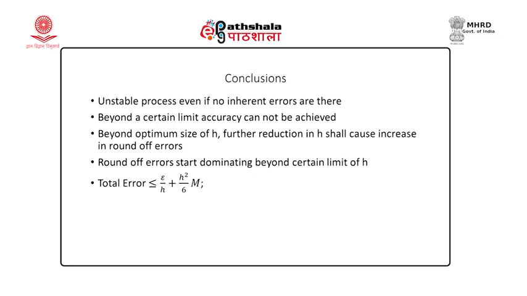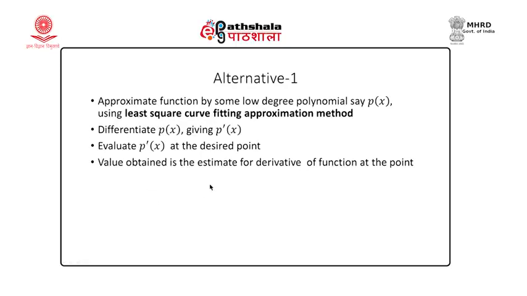And so, in the case of numerical differentiation, we have to be very careful, because the process becomes unstable even if no inherent errors are there in the data, because beyond a certain limit we cannot achieve the accuracy, as we cannot make h smaller and smaller. So, beyond the optimum size of h, we cannot reduce h further, and round off errors will start dominating beyond a certain limit of h.